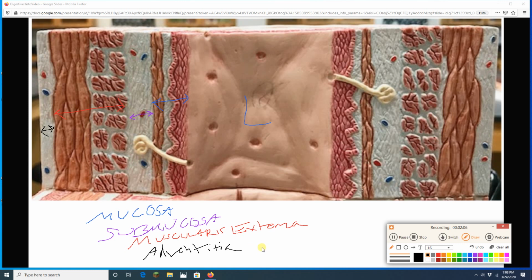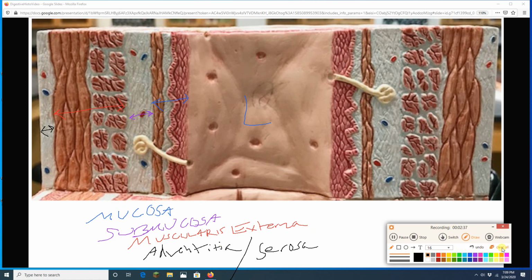And I got great news for you. The stomach is going to have the same basic architecture. Small intestine, same basic setup. Large intestine, same thing. The only thing that varies is there'll be some small differences within these layers. And sometimes we don't have an adventitia. Instead, we have a layer called the serosa. But more on all of these in a moment.